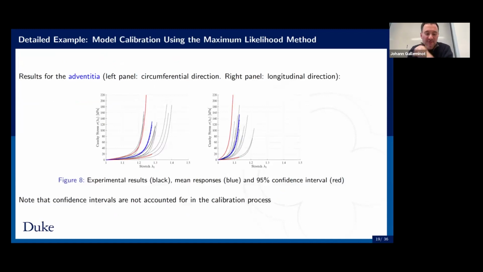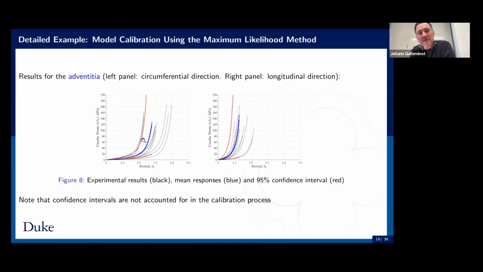Now the first thing I'd like to show you beyond the mathematics is how it looks when you compare the model with the experiments. The black lines are the data set that we had. We are using maximum likelihood to calibrate the model, and using the model that has been calibrated, I'm going to generate a confidence interval. Those are the red lines. This is the circumferential direction. This is the longitudinal direction. The blue lines are the mean responses computed in two different ways, but that's a detail. And what you see is that I can capture the variability in my data set very nicely.